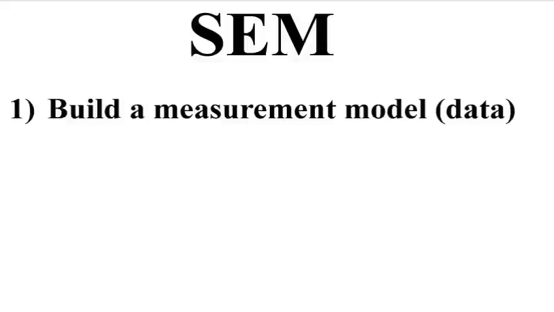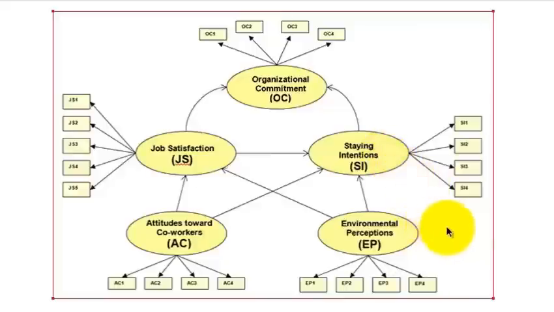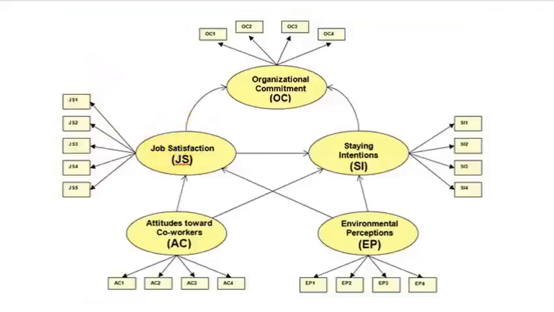Okay, SEM. That's what we're going to use now instead of structural equation modeling. It's kind of hard to say. So in a nutshell, what you're going to do first is build a measurement model using the given data. Those are the rectangles, the measured variables. Each one of those is like a survey. So let's look at the original model again. Like this one, staying intentions. That's like four different surveys here that measure staying intentions. Job satisfaction, right? There's five different surveys here that try to measure job satisfaction, that kind of thing.